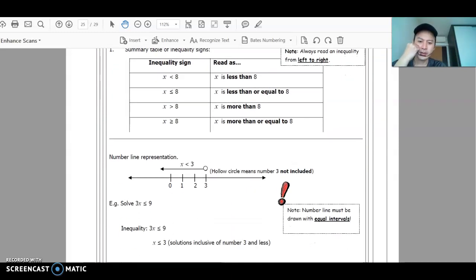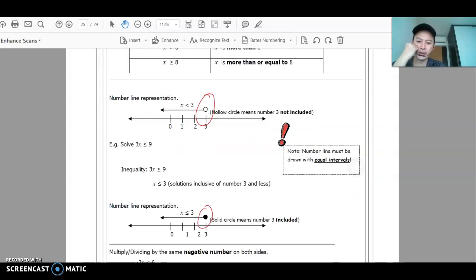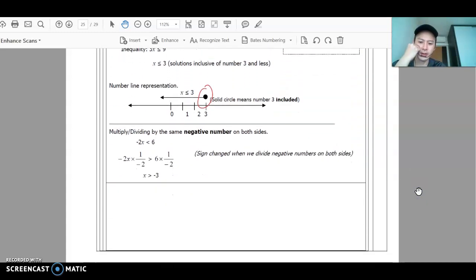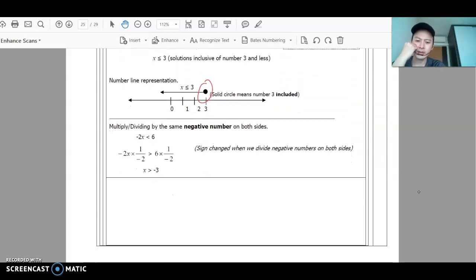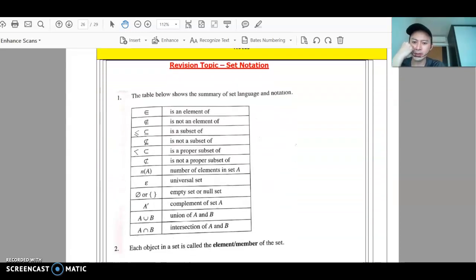Okay, inequality. I leave it to you to read it, but just take note of the number line: there's a difference between a hollow circle and a solid circle. The thing you need to take note of is the sign will be changed when we divide the negative on both sides. Next will be the set notation.